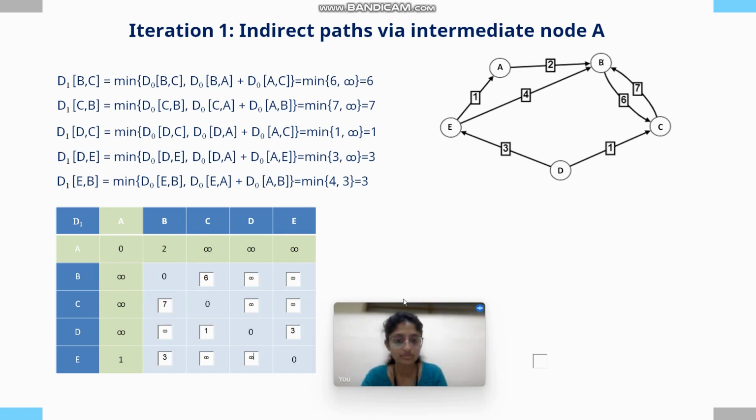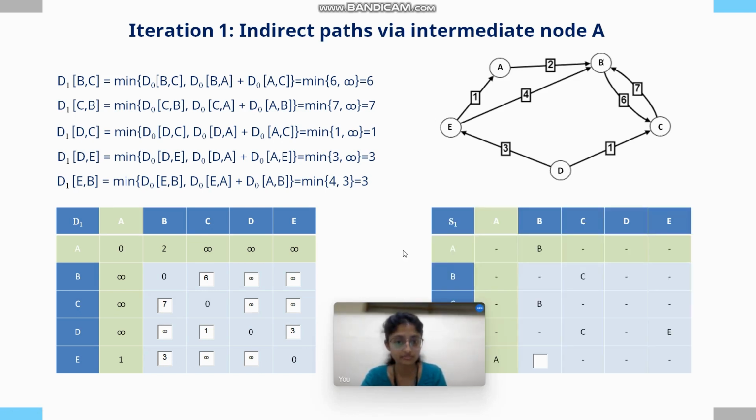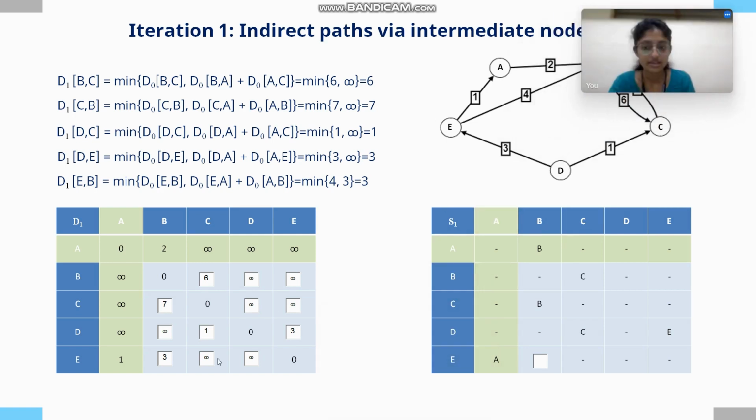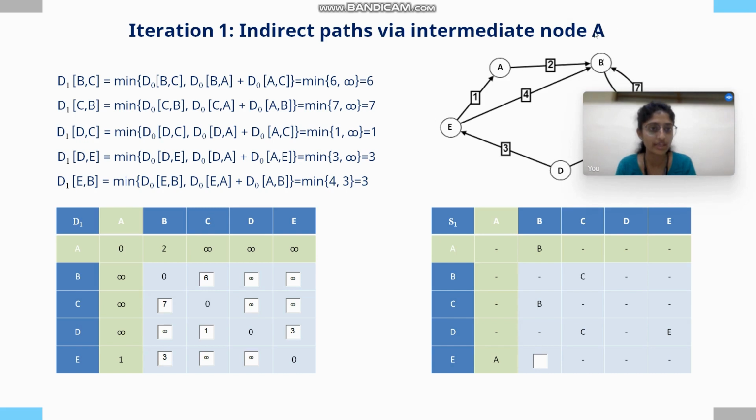Next, what about the successor matrix? Successor matrix will look something like this. Here we have made a change. Instead of 4, the earlier entered value, right now we got 3, which means the intermediate node will be the new entry. The intermediate node that we have considered right now is node A. So that will be our new entry, which is A. So this is our new successor matrix, D1 and S1.